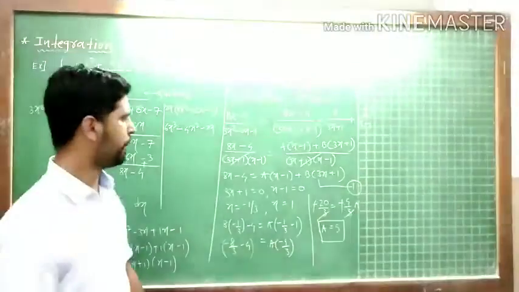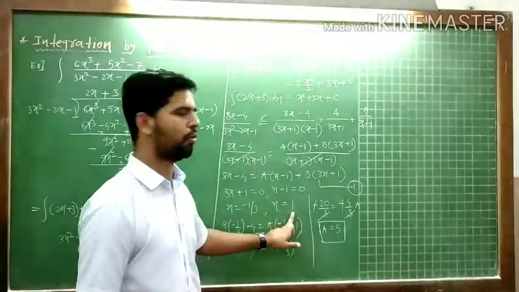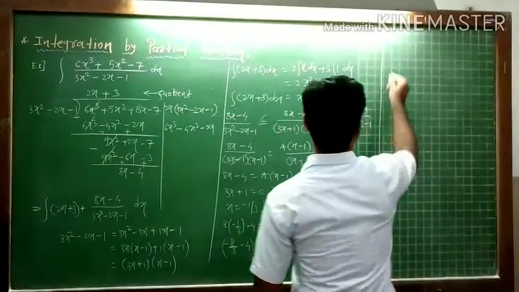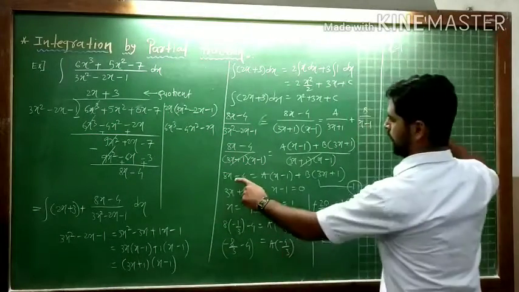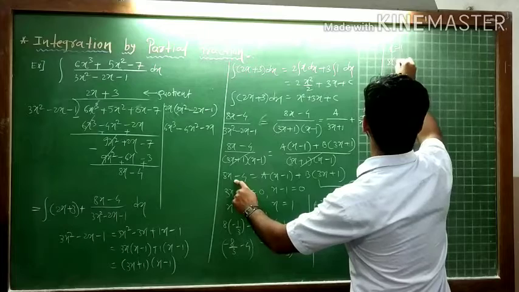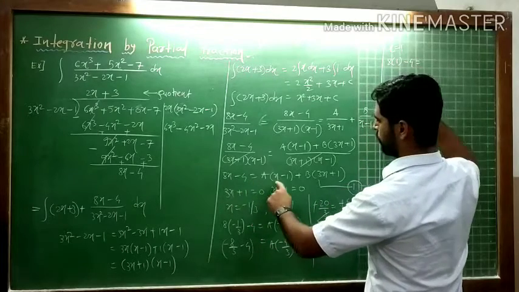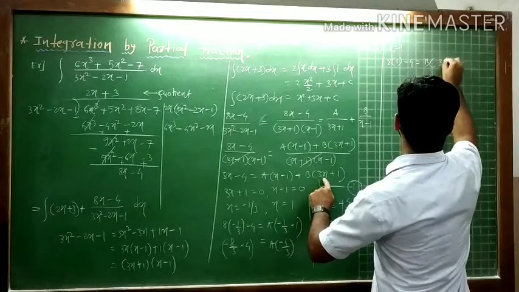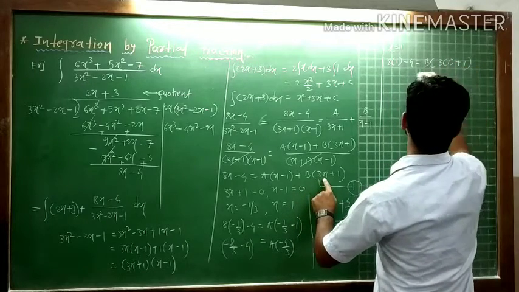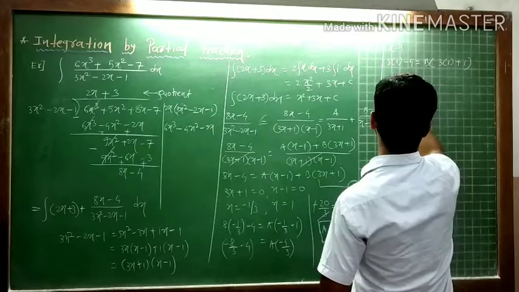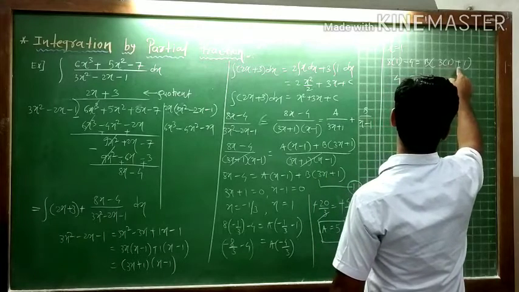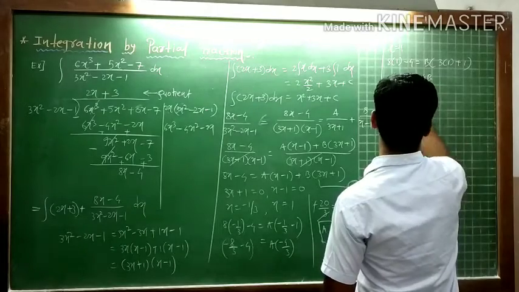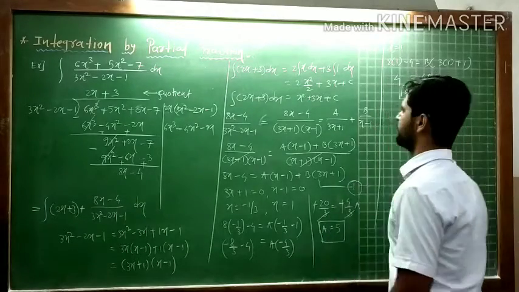Now similarly we have to find the value of B by putting x equal to 1 in expression 1. Put x equal to 1: 8 into 1 minus 4 is equal to A times something that becomes 0 here. So B into (3 into 1 plus 1). What do you get? 8 minus 4 is 4, and 3 plus 1 is 4. So 4B equals 4, so the value of B is 1. So we got A and B, right?